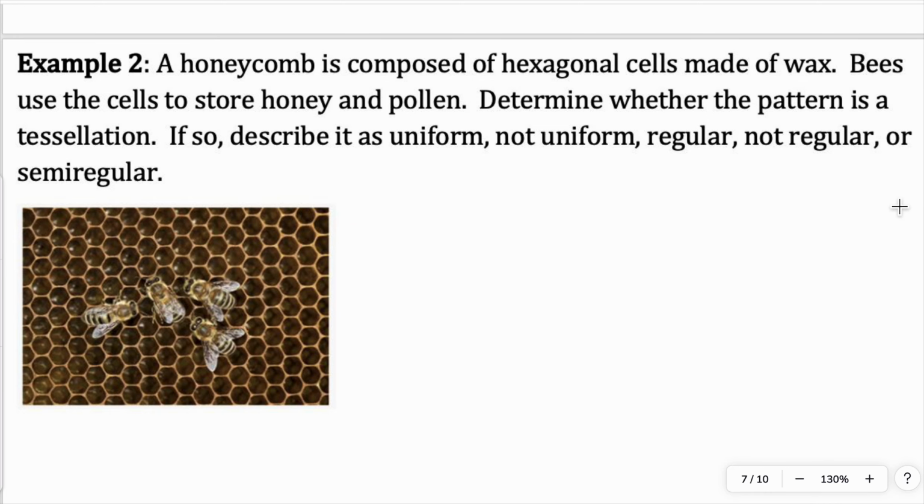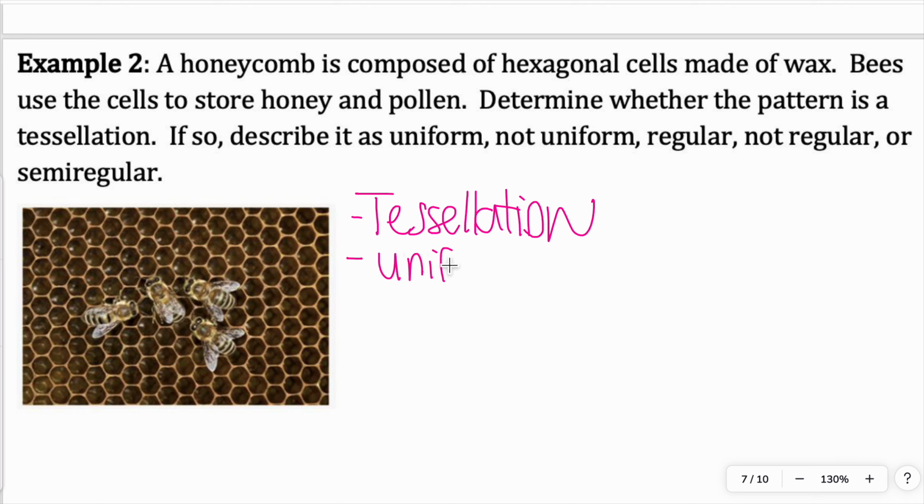A honeycomb is composed of hexagonal cells made of wax. Bees use the cells to store honey and pollen. Determine whether the pattern is a tessellation first. So yes, we can say it's a tessellation. It's repeating shapes, one or more shapes, and it's covering the entire area. This one is considered uniform.